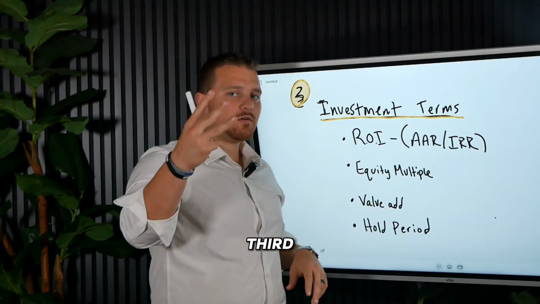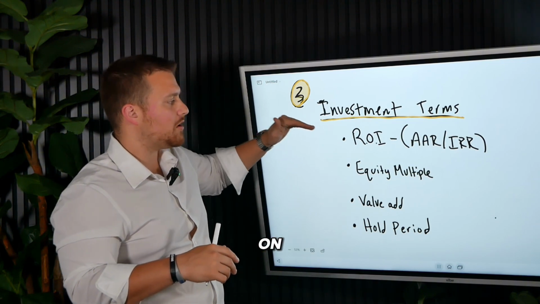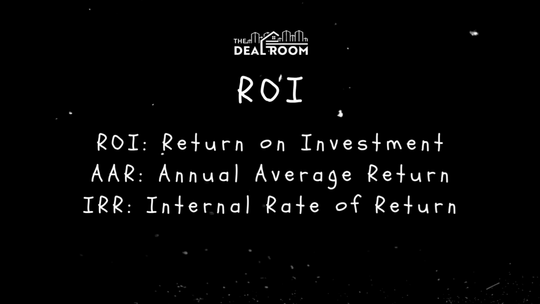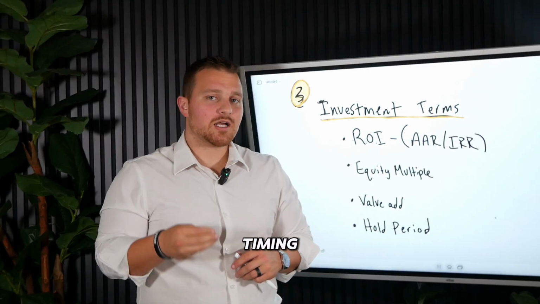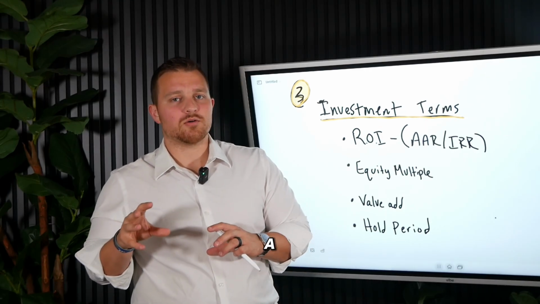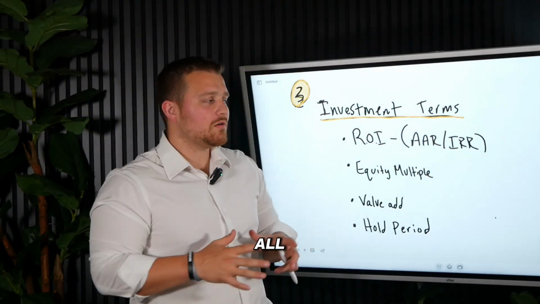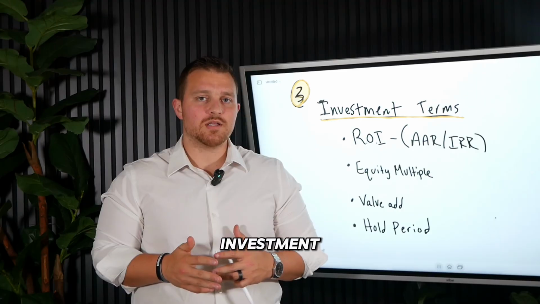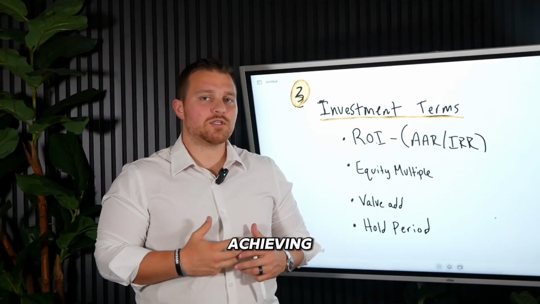Now moving into the third section, which is the investment terms, we're gonna start with return on investment. And you're gonna hear often AAR and IRR associated with this, which means annual average return or internal rate of return. It takes into account timing and when you get your money back on a refi and when you sell. But to simplify this, all it means is what is the return on my investment? That's what investors care about the most. Over what period of time are they achieving it in?